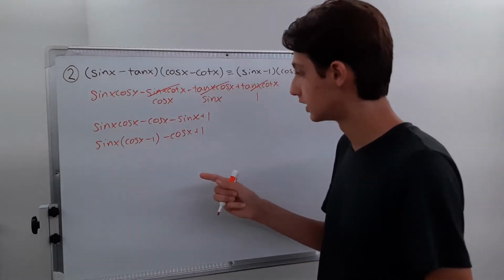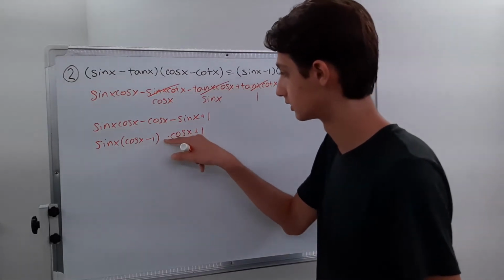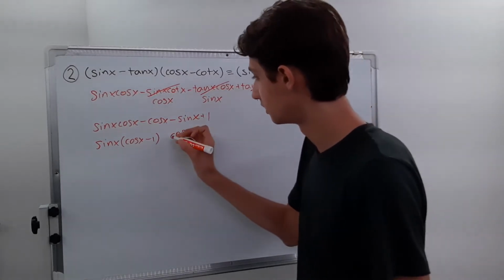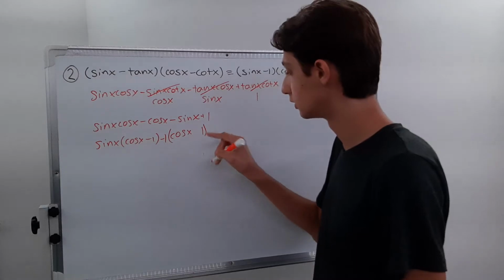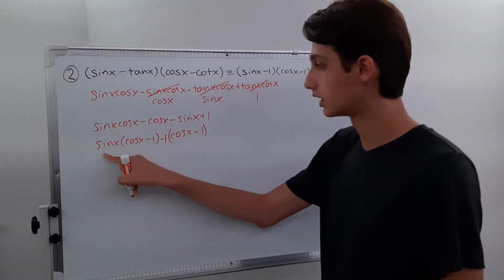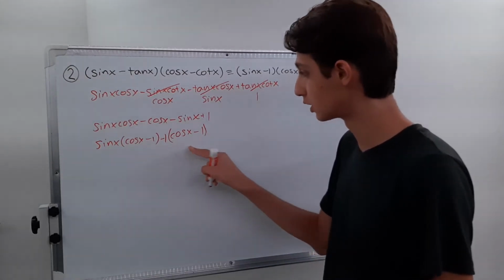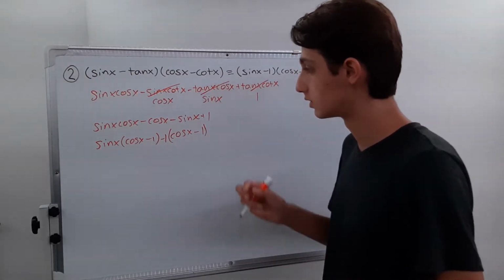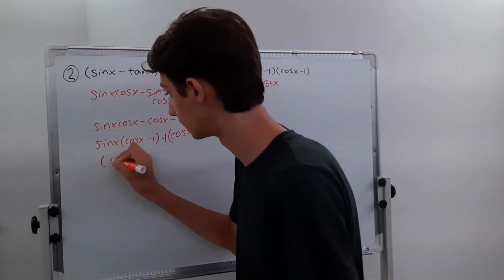Well, if we factor out a negative, we can turn this into that. So here, I'll show you what we're going to do. We're going to do minus 1 times cos x, and it's no longer going to be a plus 1 here, it's going to be a minus 1. So we have sine x times cos x minus 1 minus 1 times cos x times minus 1, okay? And so this allows us to just factor it out like this.